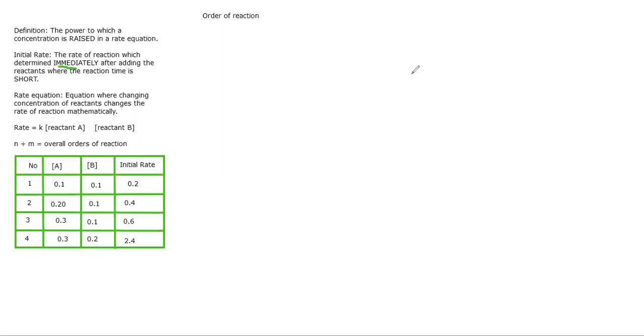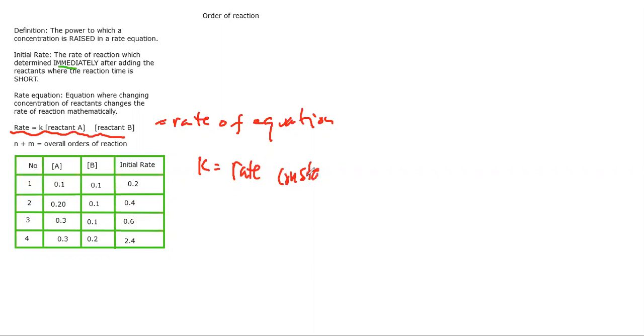The one that is underlined in red is actually the rate equation. This is the rate equation for the rate of reaction. And then k, in this case, is the rate constant. So we'll be determining the rate constant as well.